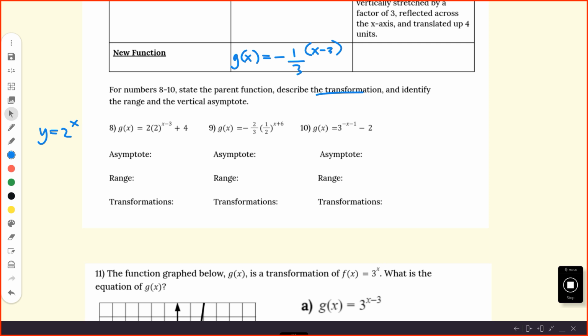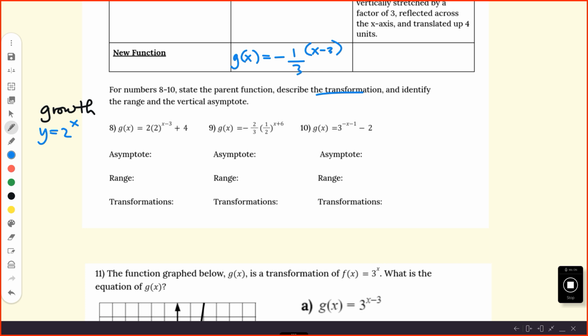Right? Why do we have to know the parent function? Because the parent function, the base, will not be included in our transformation. Some of you will say, once you find that there is a 2 there, that this is another transformation. The base is 2. It's not going to be included in the transformation. But we can determine that this is a growth model. Exponential growth, because the base is greater than 1.